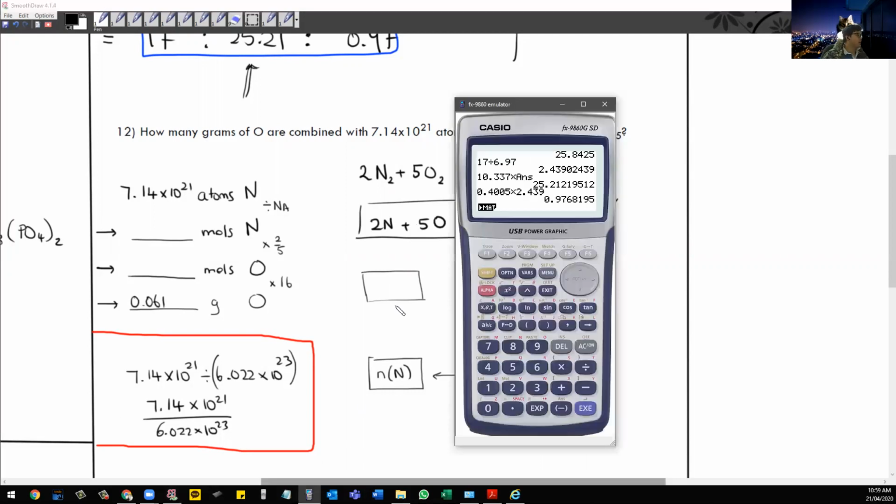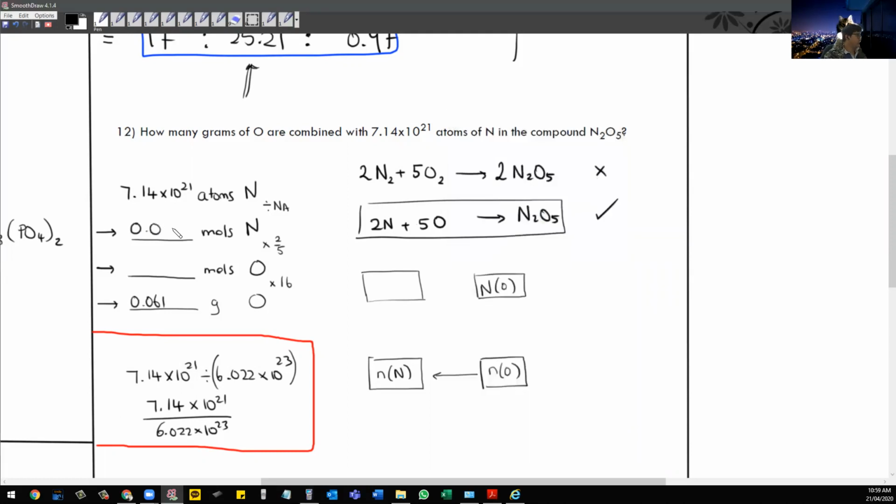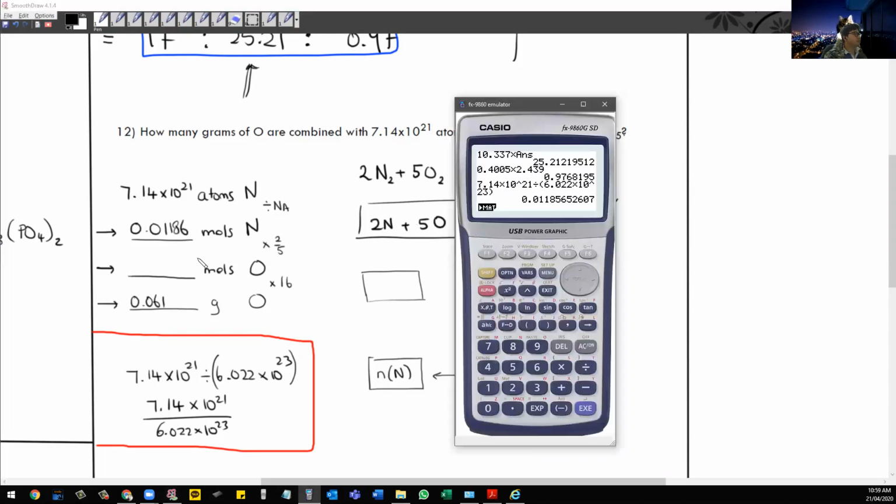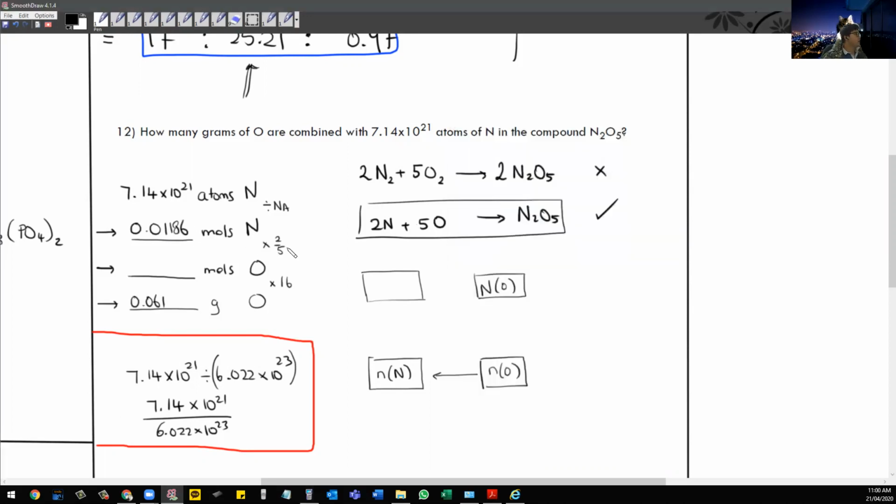So let's do it together. You have 7.14 times 10 to the power of 21, and divide that by bracket 6.022 times 10 to the power of 23. Like I explained before, this bracket is crucial. If you're writing this in a line instead of a fraction, you have to have the bracket. So this is the number of moles of nitrogen, isn't it? 0.01186, like that.